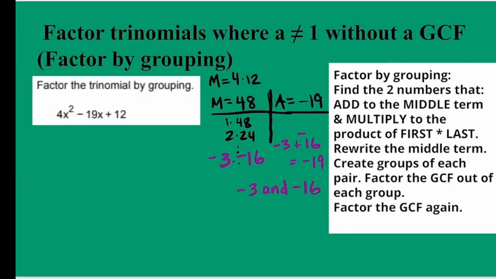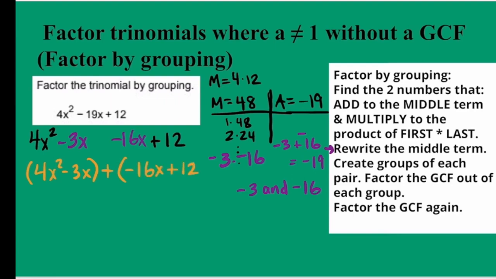Now that I have those numbers, I'm going to rewrite the middle term. I'm going to leave the 4x squared, I'm going to leave the plus 12, and that negative 19x, I'm now going to write as negative 3x minus 16x. And now we're going to factor by grouping. We're going to group the first two, I'm going to add, and then I'm going to group the second two terms.